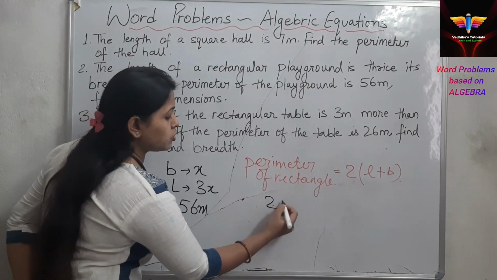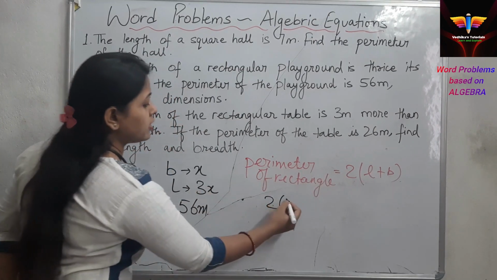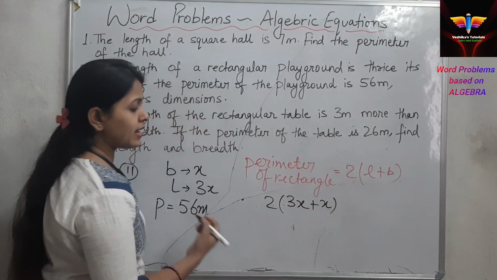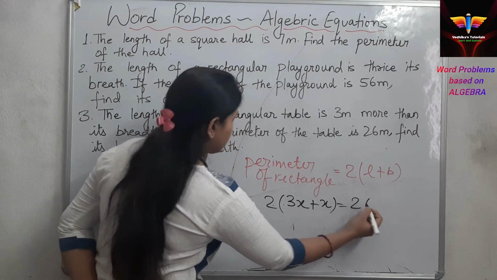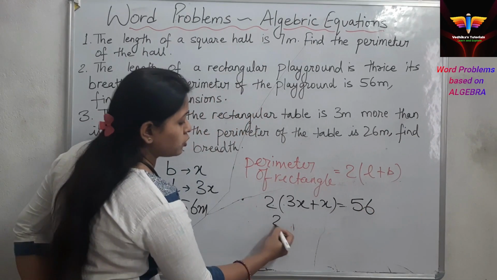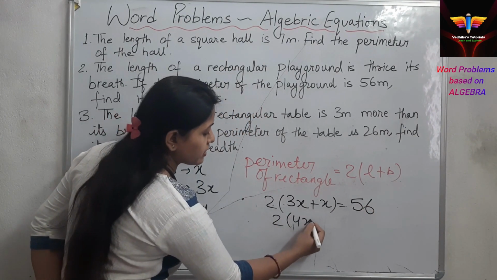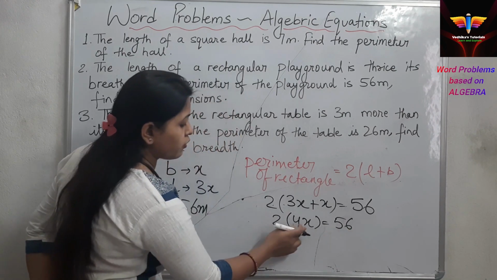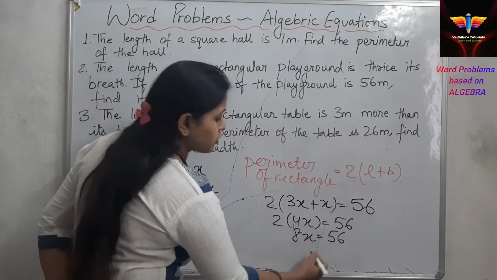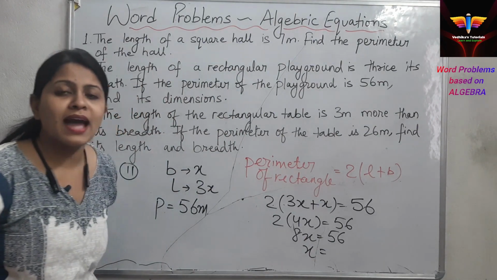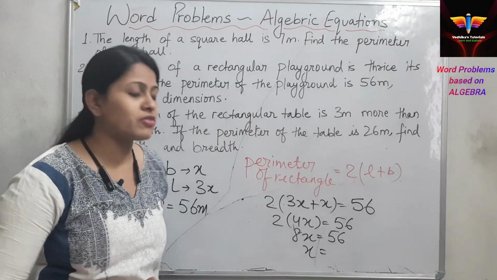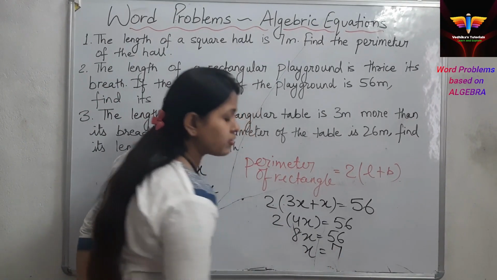So let's write it down. 2 into (length plus breadth): for length we write 3x, for breadth we write x. So 2 into (3x plus x) is equal to the perimeter, which is 56. Now 3x plus x is 4x, so 4 into 2, 8x is equal to 56. Now if 8x is equal to 56, x is equal to what? We have solved this type of simplification question, various questions in my previous video. So the value of x will be 7.